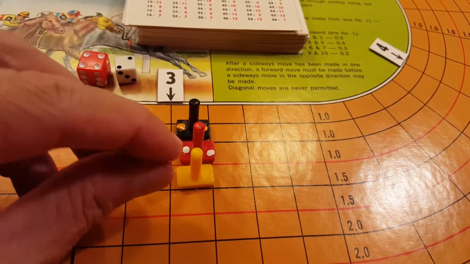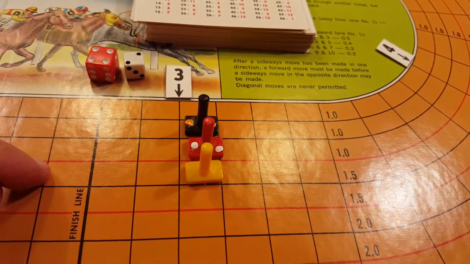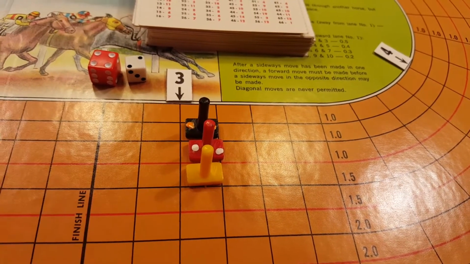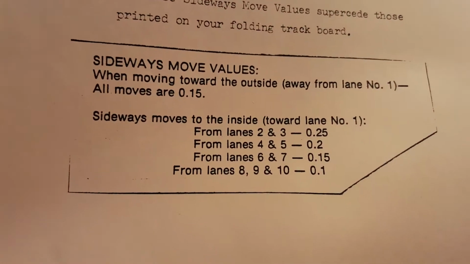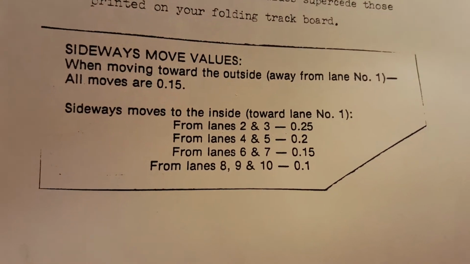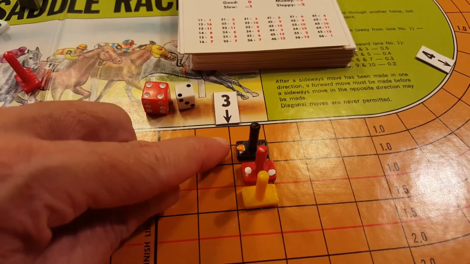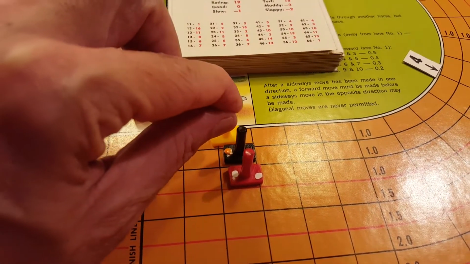And the yellow horse wanted to move to lane 1, and he had enough tenths. He's in lane, what is that, 4? Lane 4. Okay, so lane 4, moving in from lane 4 or 5 is 2 tenths. So 2, 4, 6 tenths. And he had an 8.6.